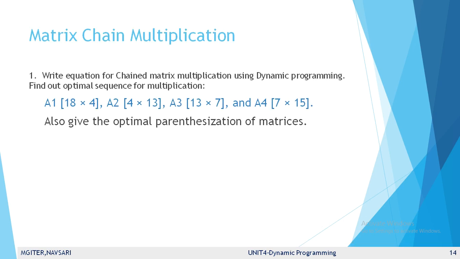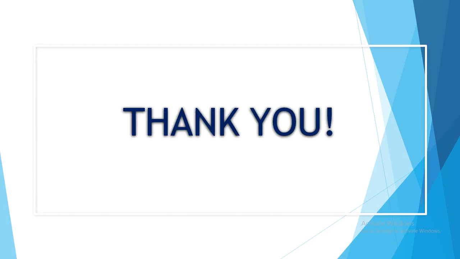Now here we give an example with 4 matrices. The dimension of matrix 1 is 18 cross 4, matrix 2 is 4 cross 13, matrix 3 is 13 cross 7, and matrix 4 is 7 cross 15. So first of all, find the optimal sequence, and then find the optimal parenthesization of the matrices. Thank you.